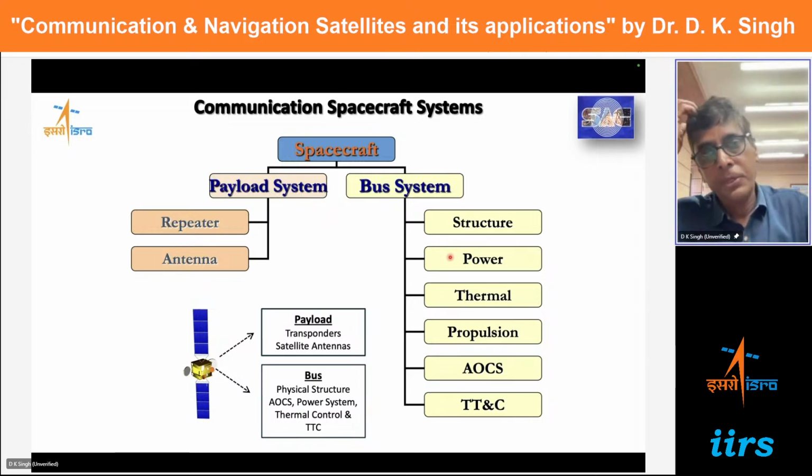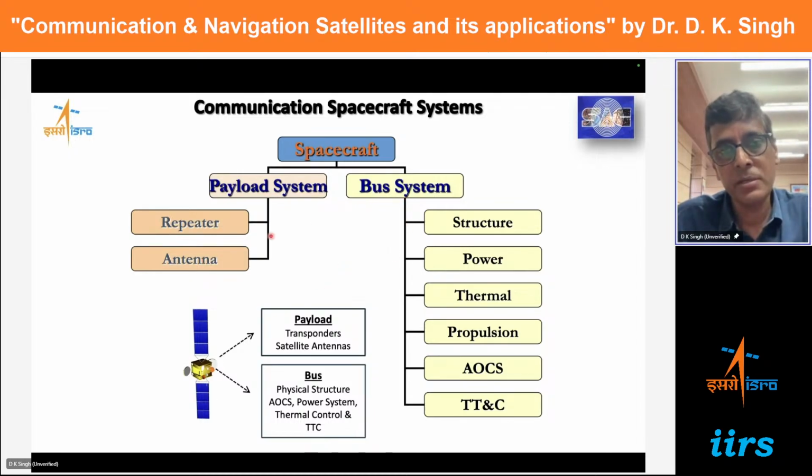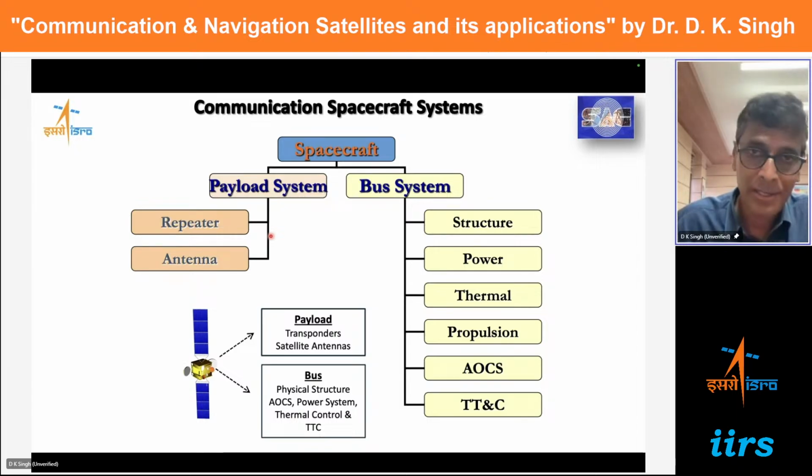Then coming to the satellite part. So if you look at this diagram, the spacecraft is divided into two parts. One is called payload system, another is called bus system. The payload system is the set of equipments which are used for the communication or navigation, and the bus system is all the accessories, all the parts of the satellite which are required to support the payload functions and its maintenance for 15 years, 10 years in orbit.